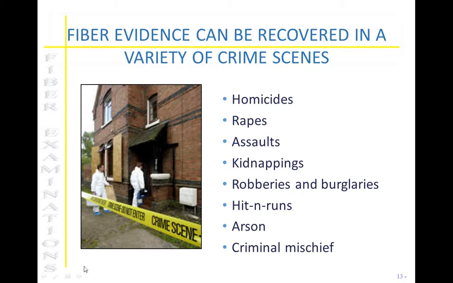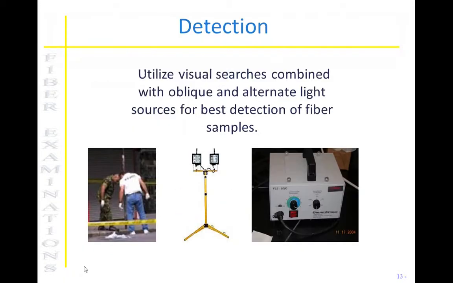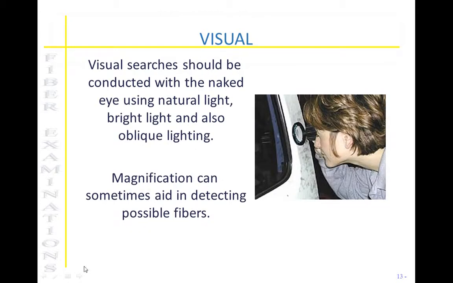Fiber evidence can be recovered, like a lot of our other evidence, from a wide variety of different types of crimes. Usually a very good visual search is going to allow the officer or an analyst to identify foreign fibers at the scene, but a lot of times bright lighting is going to assist, and in some instances also alternate light sources. At times, magnification may also be used to assist in the collection of fibers.